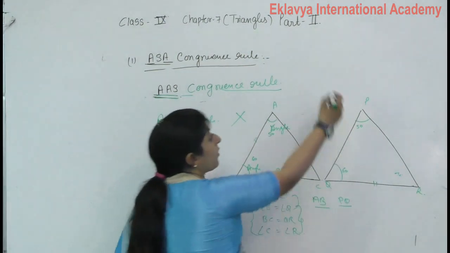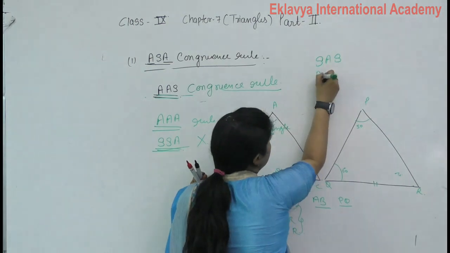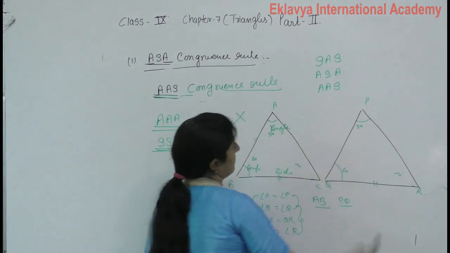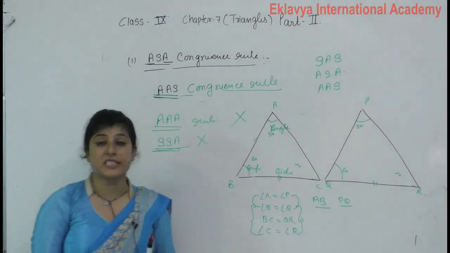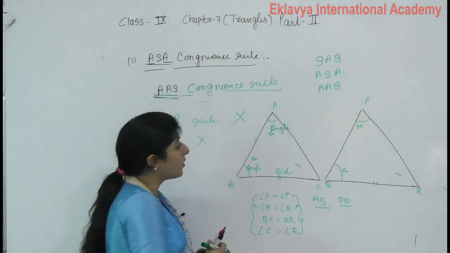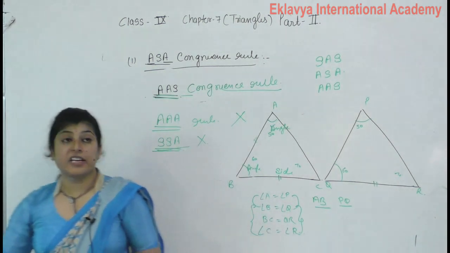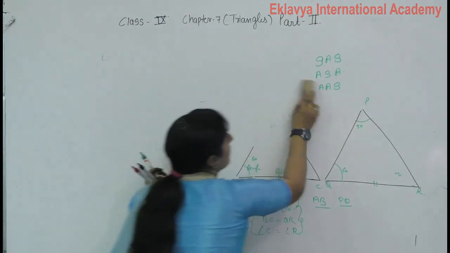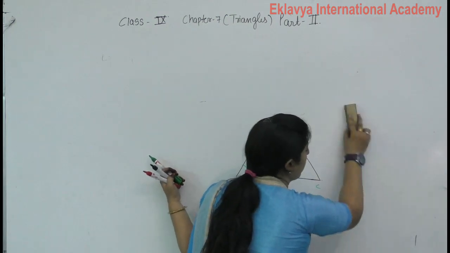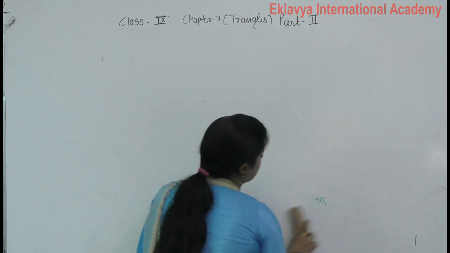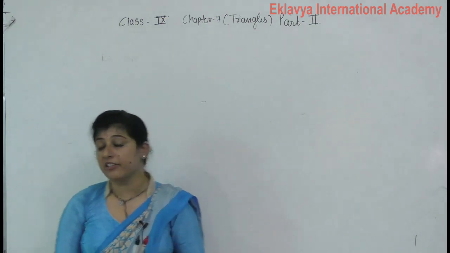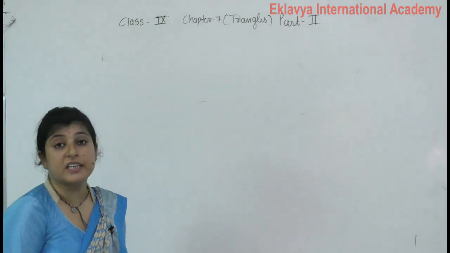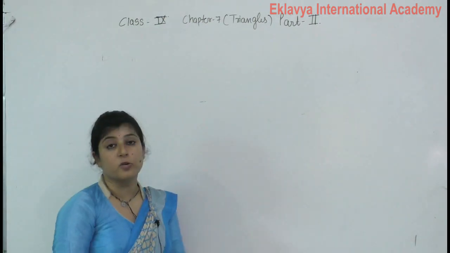There is only SAS and ASA, AAS. Till now, these three rules we studied. Another rule also we will discuss. Now take one example. I will provide the notes of these basic terms and definitions in the form of PDF on your app. So see there and then note down in your fair notebook.